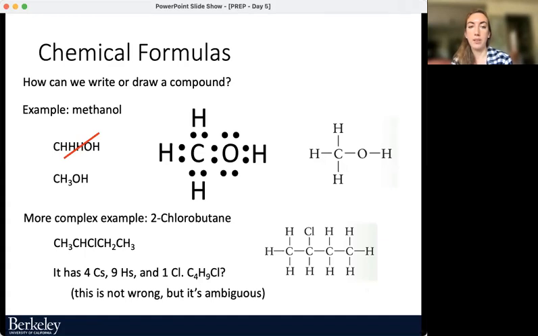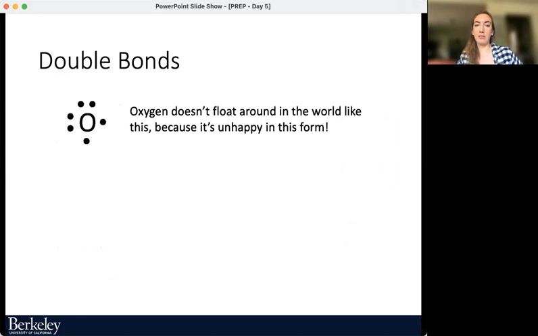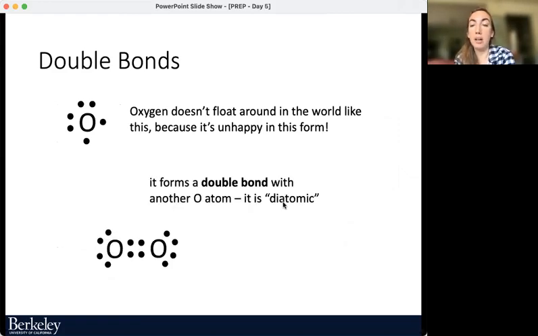Okay. So the last one I want to talk about before we summarize what we've done so far is we just talked about how oxygen is unhappy, right? It has 6 valence electrons and it wants 8. So it is happy to form 2 bonds with 2 other things, like H2O, or it can form a double bond with another atom. So in this case, it's forming a double bond with another oxygen atom.